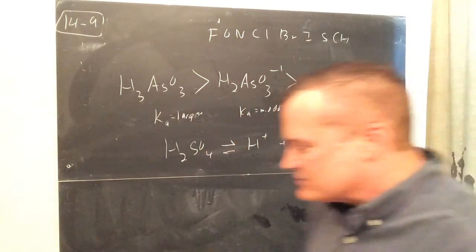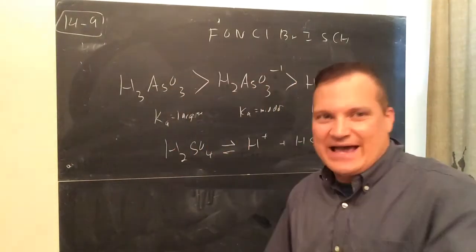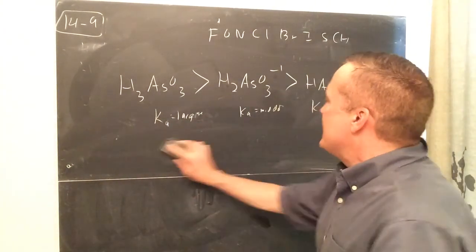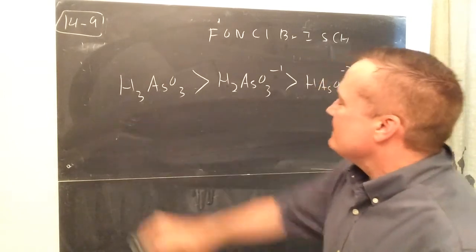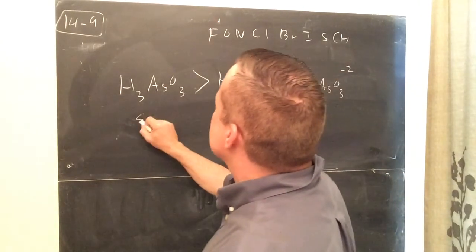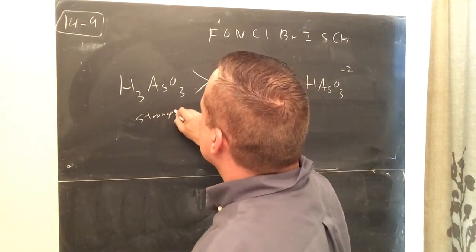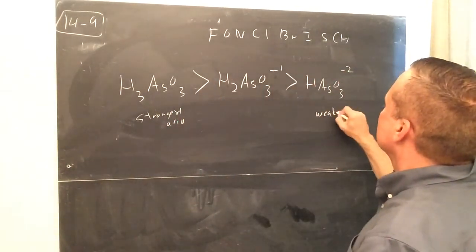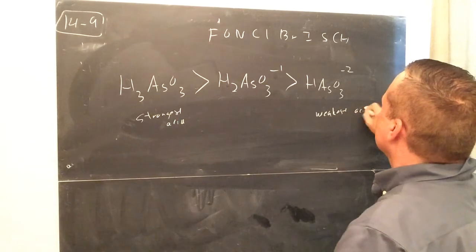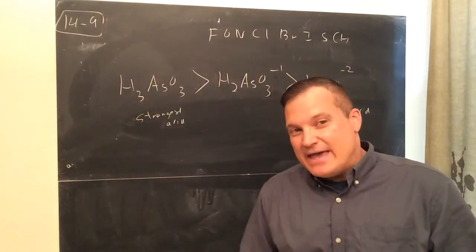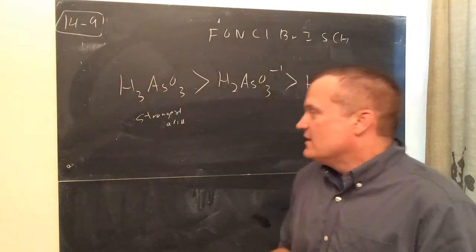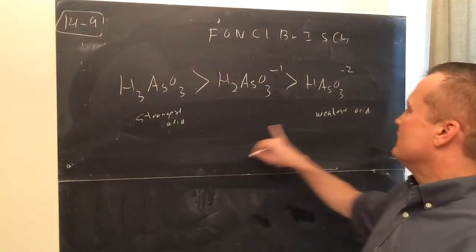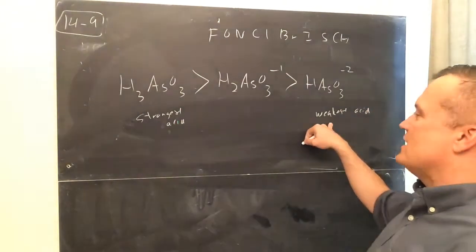Now, there's one other thing I could show you, and I'll just say it last of all. It's based on what I told you in an earlier lesson. Remember, if this is the strongest acid and this is the weakest acid, then the conjugate bases of those will be the opposite. The strongest acid will have the weakest conjugate base. The weakest acid will have the strongest conjugate base.